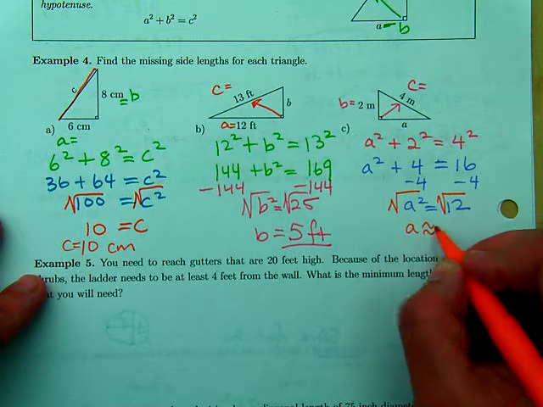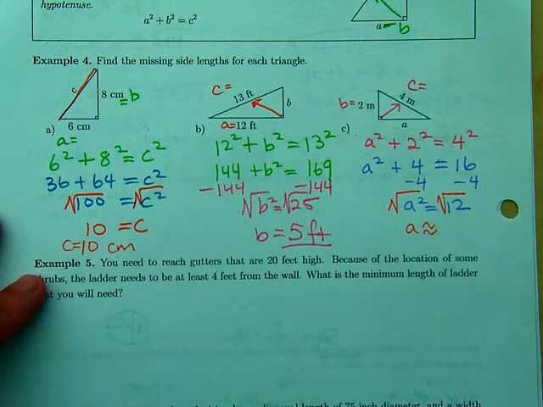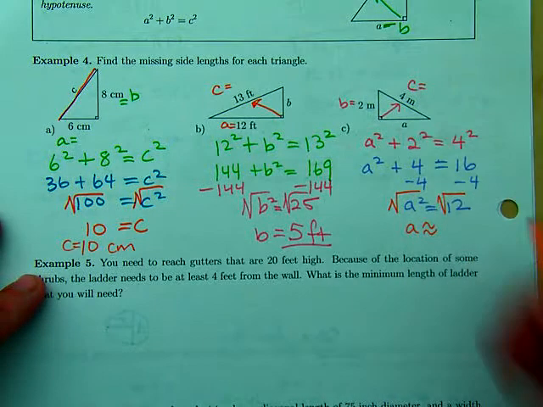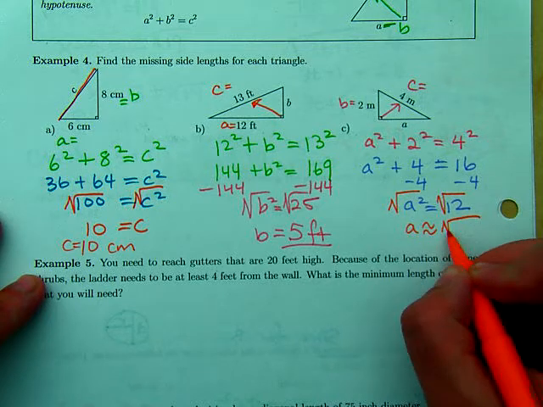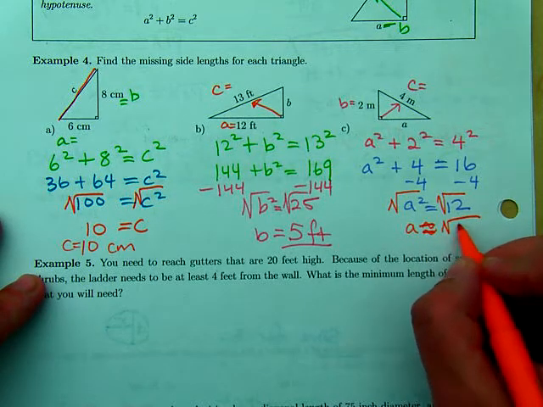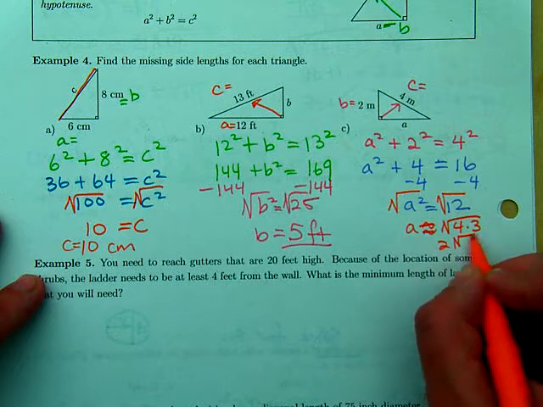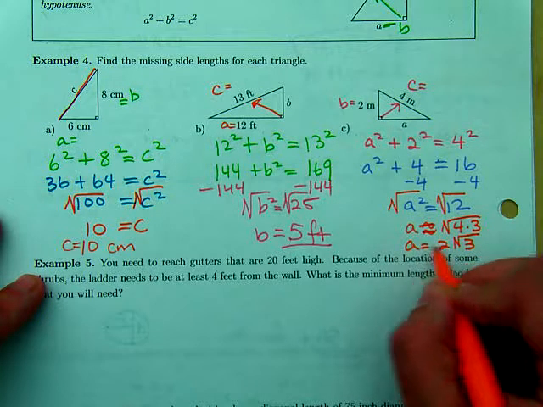A is approximately, if we take the square root of 12. So yes, you're right. Okay, so actually that would be equal to, you're simplifying, yes, 4 times 3, which would be 2 radical 3. Good. A equals 2 radical 3.